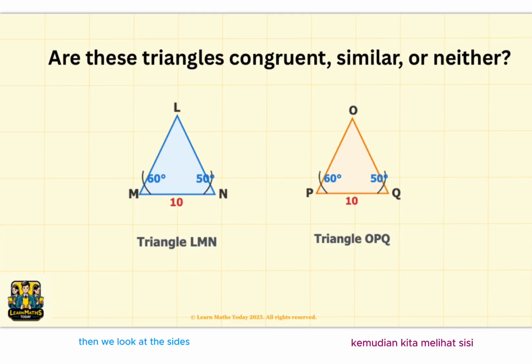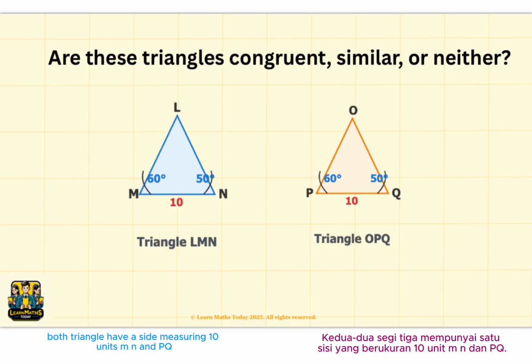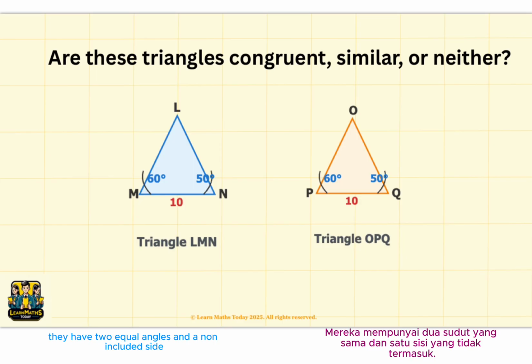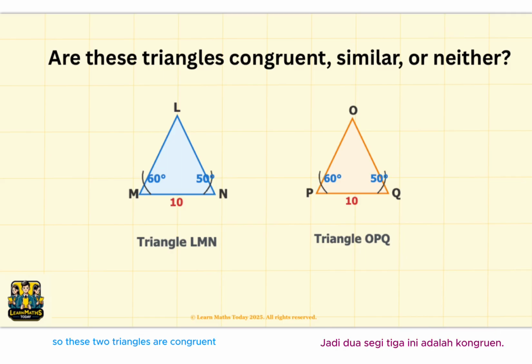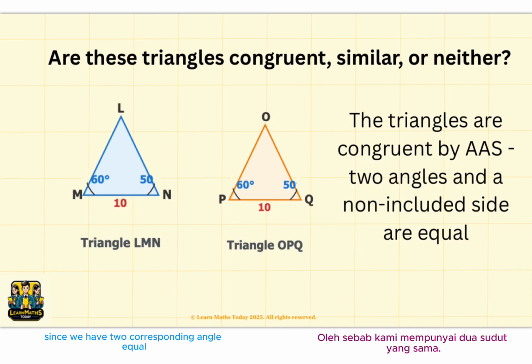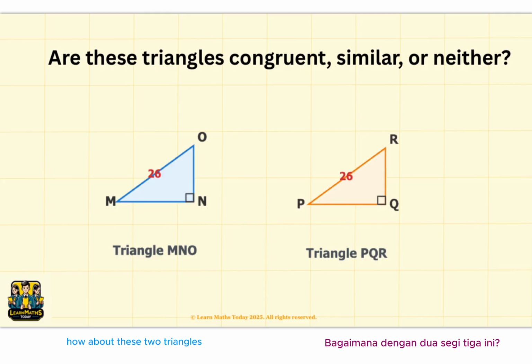Then we look at the sides. Both triangles have a side measuring 10 units, MN and PQ. So we can see that by AAS, they have two equal angles and a corresponding equal side. So these two triangles are congruent. To summarize, since we have two corresponding angles equal and one corresponding side equal, we conclude that triangle LMN is congruent to triangle OPQ.